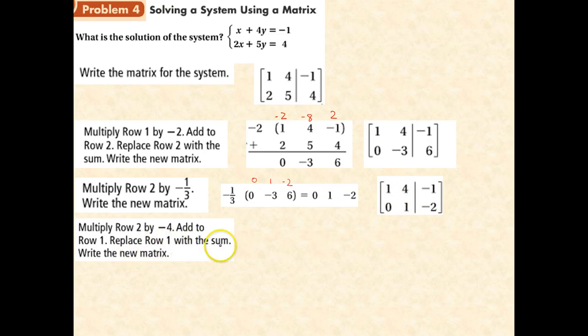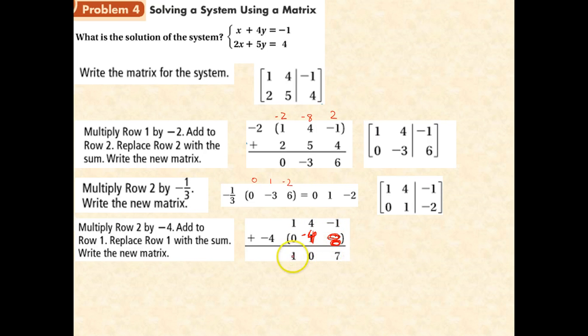And then replace row 1 with whatever I got. So, here is row 2. I'm going to multiply by -4, which gives me 0, makes this -4, and makes this +8. So 1 plus 0 is 1, 4 and -4 is 0, -1 plus 8 is 7.